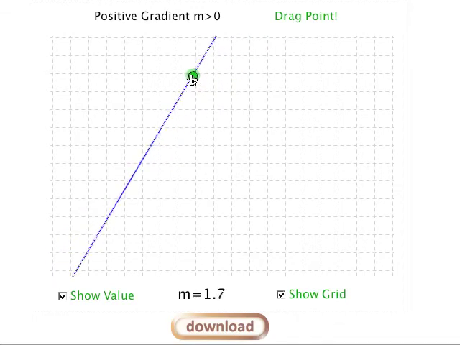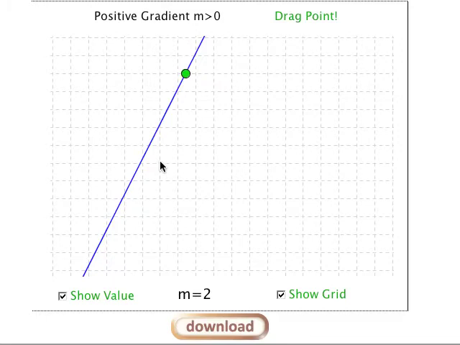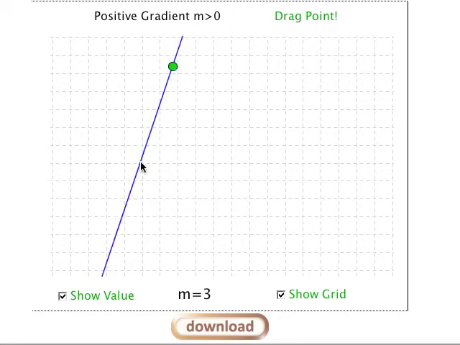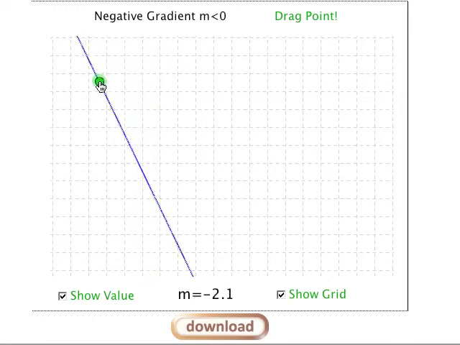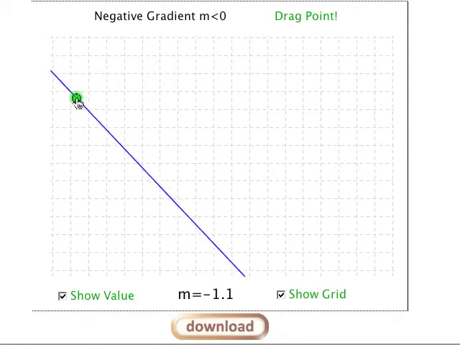But if the slope was say 2, then for every step to the right we have to take 2 steps up. So we take a step to the right and then we go up by 2. And the same with 3. It means that for every step we take to the right, we go up by 3 to stay on the line. And it's the same in the negative direction as well, except we have to go down instead of up.